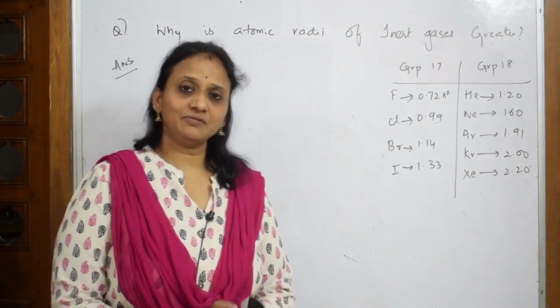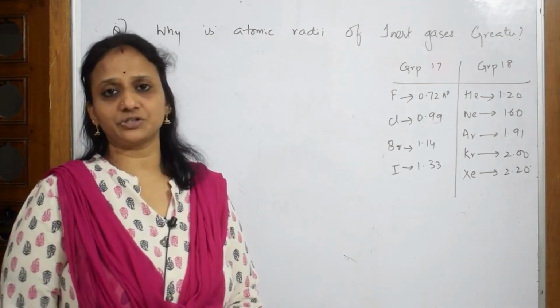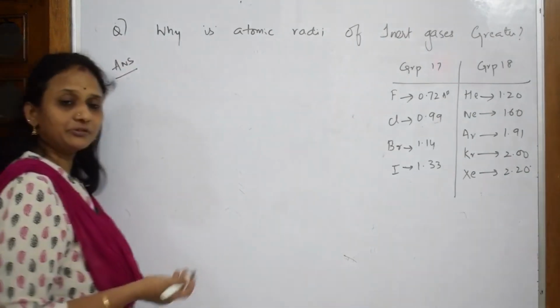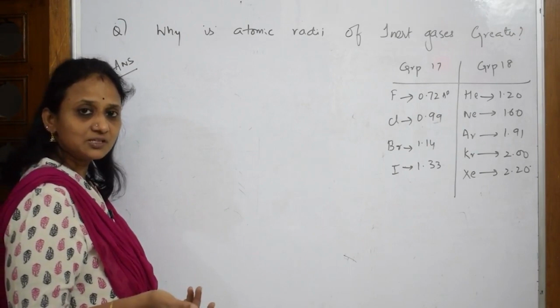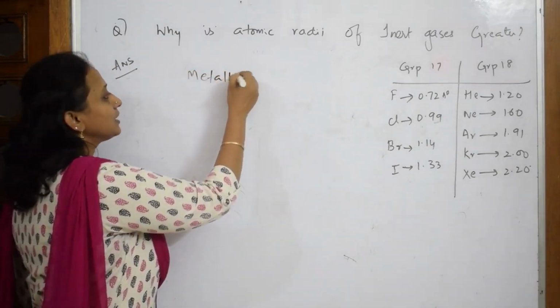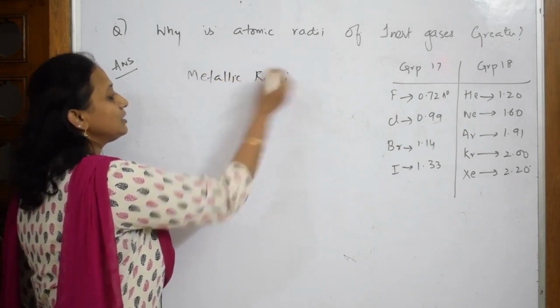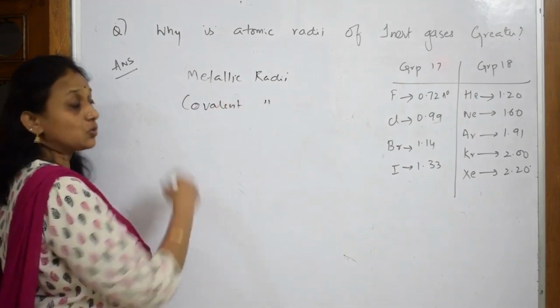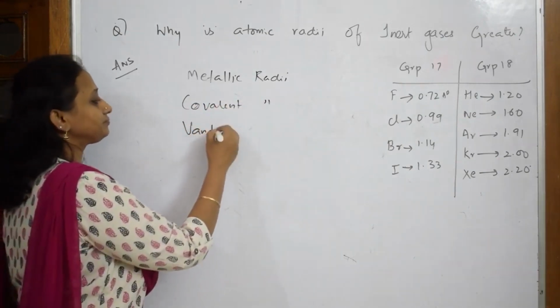So basically, when we are supposed to reason a question, we should have basic data. What is the basic data? Normally, what types of radius have we studied? We have studied metallic radii, right? We have studied covalent radii. And we have studied van der Waals radii.